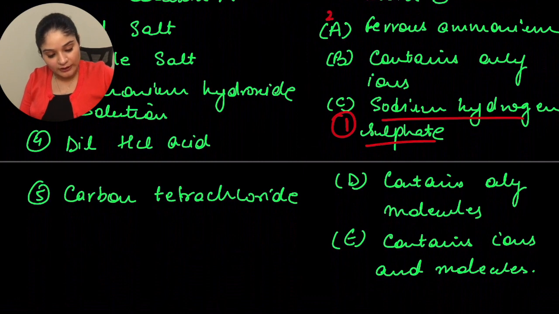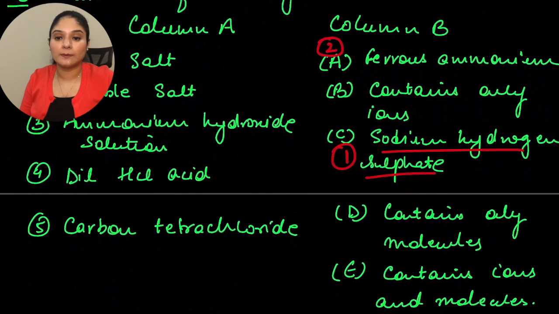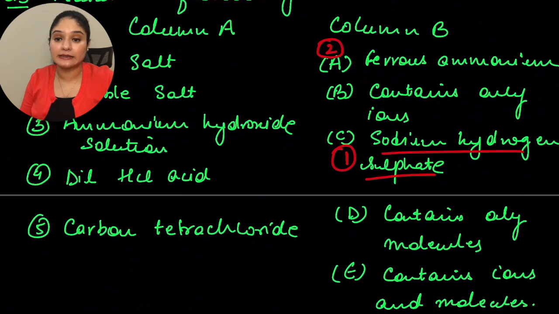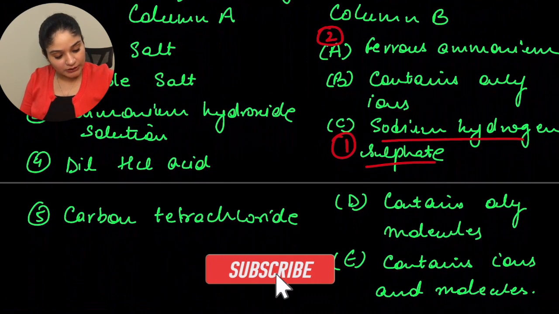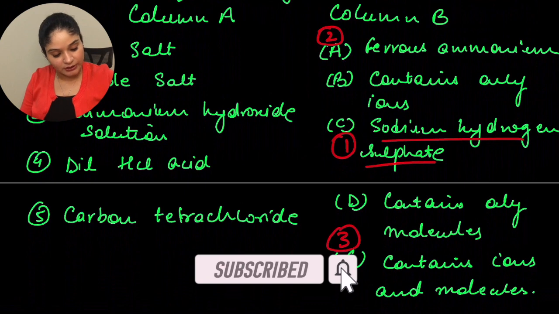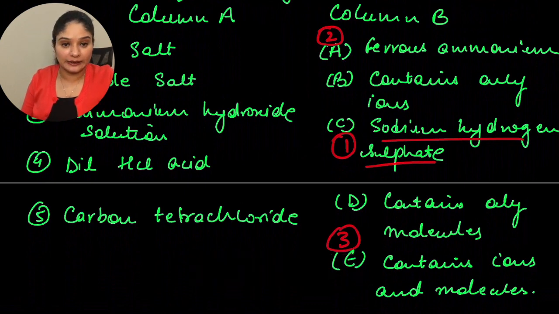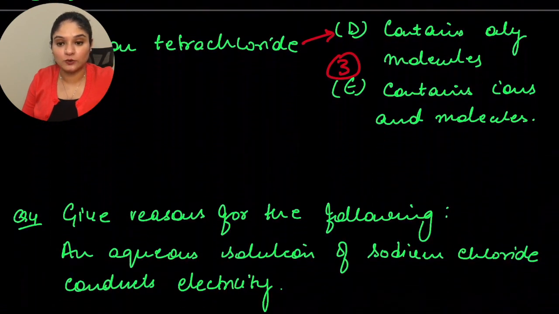So let me just write 2 here. The third is ammonium hydroxide solution. Ammonium hydroxide solution will contain ions as well as molecules. So your answer will be E. E is right here. So you'll write 3 over here. Contains ions as well as molecules. Then dilute HCl will contain only ions. So that should be B. So I'll write that here. Then the next is carbon tetrachloride. That will contain molecules. So this is right here, right in front of it. So these are your answers for this particular question. Let's move ahead to the next one.